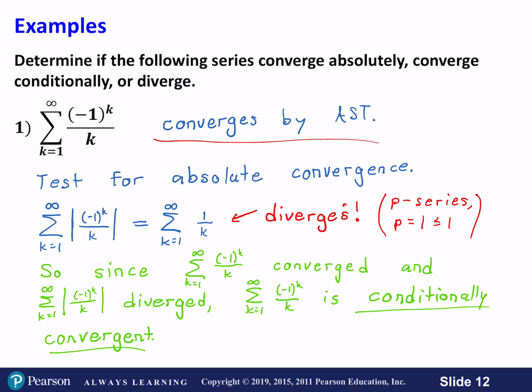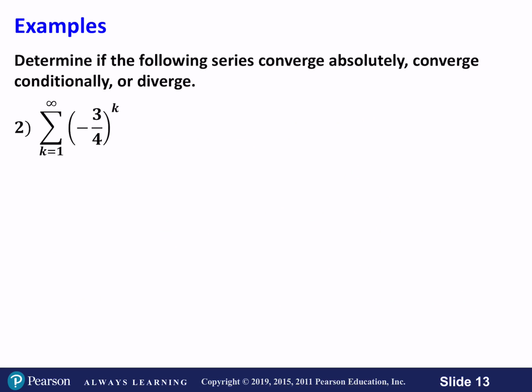All right, so the original sum converges, the absolute value diverges. Let's do another one. This time we have the sum from k equals 1 to infinity of (-3/4)^k. One thing we could do is rewrite this as the sum from k equals 1 to infinity of (-1 times 3/4)^k.